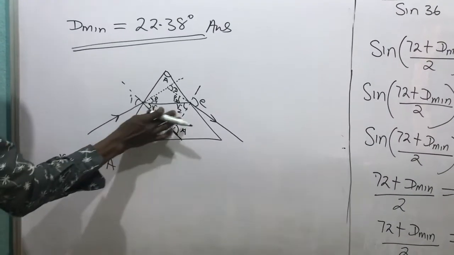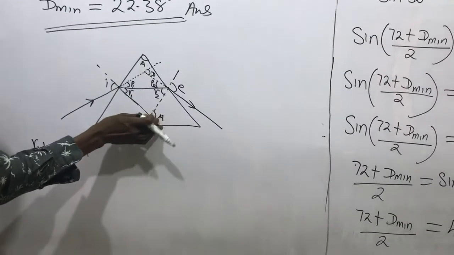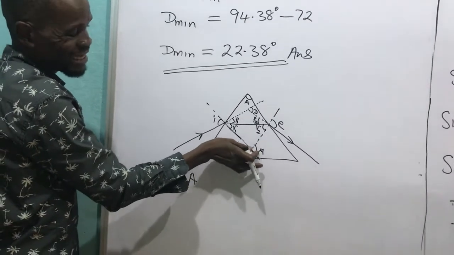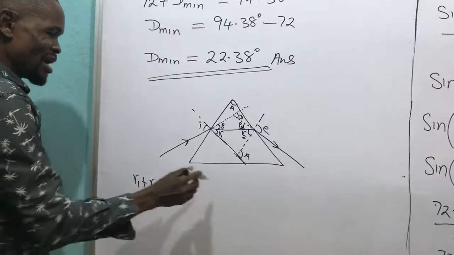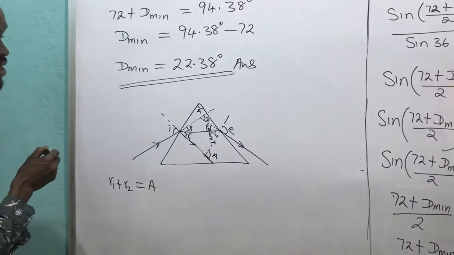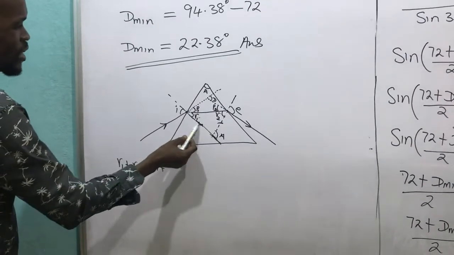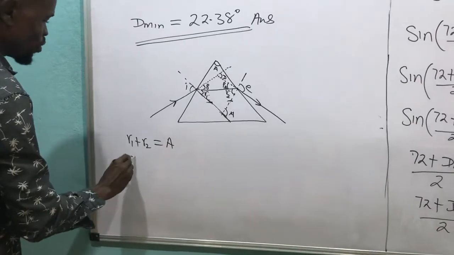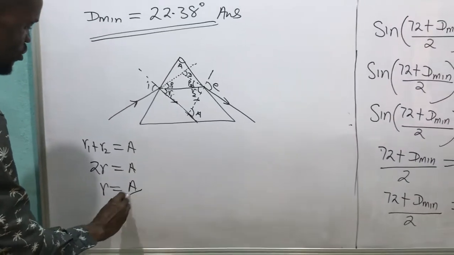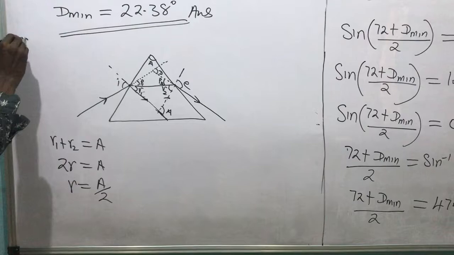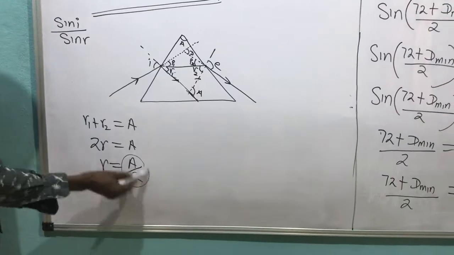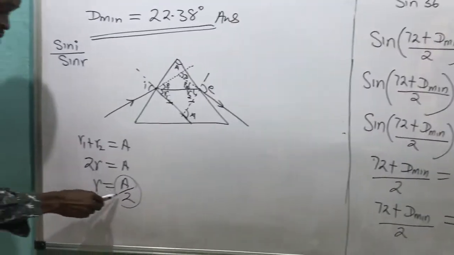Remember, the two opposite interior angles of a triangle are equal to the exterior angle of that triangle. That's what we do here. Then this is an isosceles triangle, so the base angles are equal. That means 2r is equal to A. Therefore, r becomes A over 2. That means when I say sine i over sine r, in this case r becomes A divided by 2. That's what you saw in that particular question.